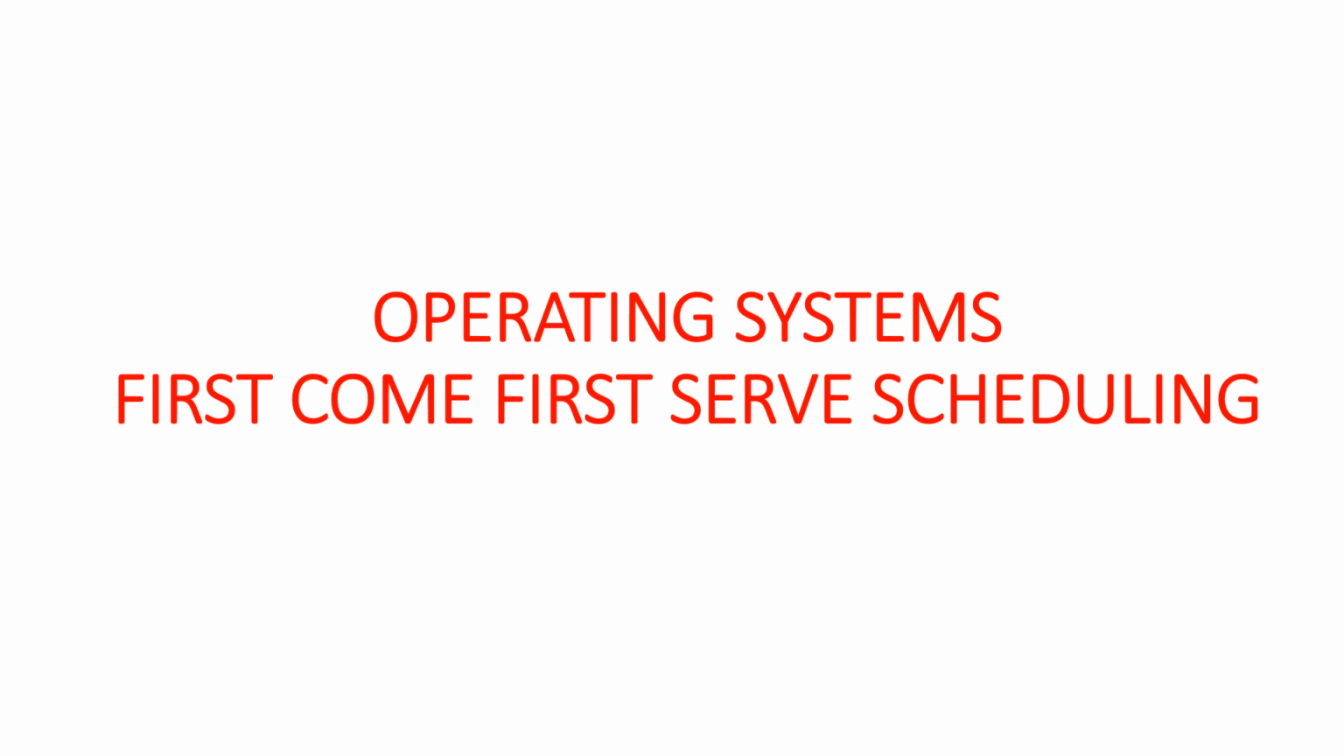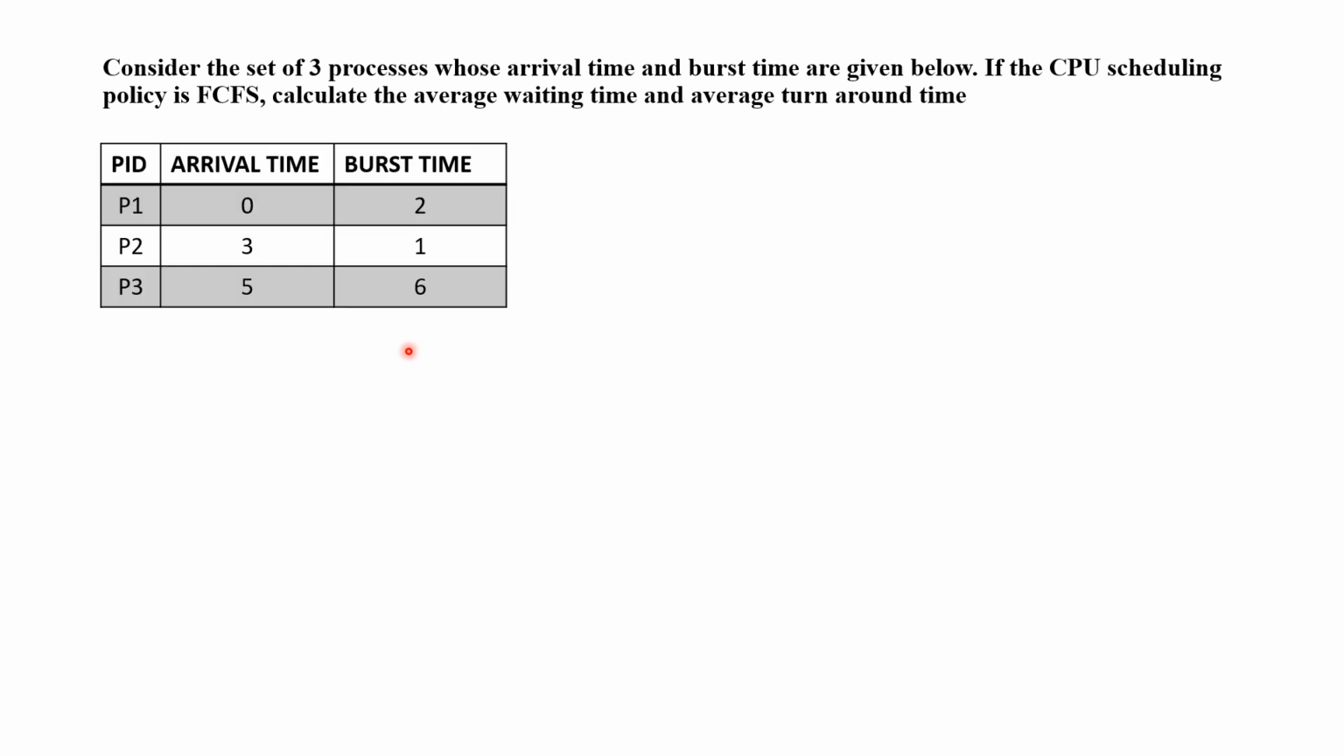Hello everyone. In this video, we are going to discuss first come first serve scheduling. Let us consider one example problem. Here we are provided with three processes, namely P1, P2 and P3 with the arrival time and burst time. We have to find the average waiting time and average turnaround time for the given problem using FCFS.